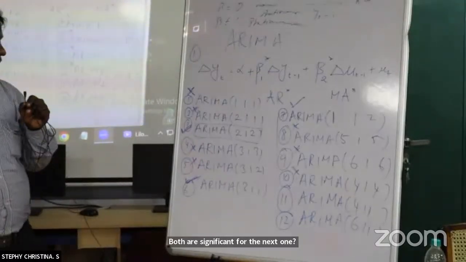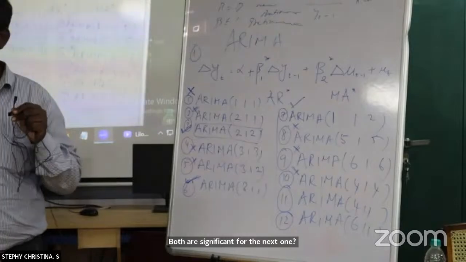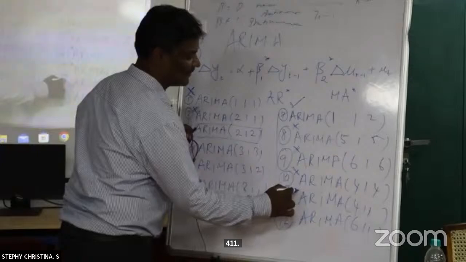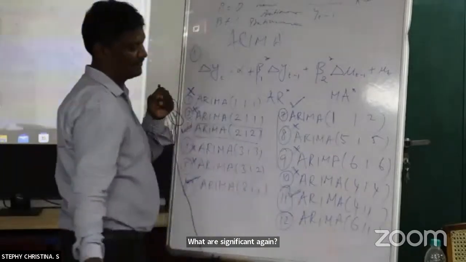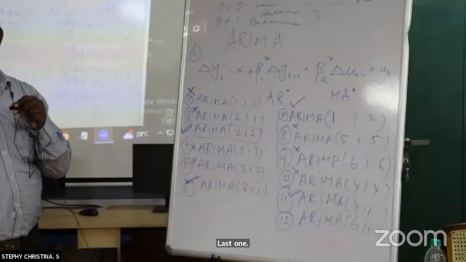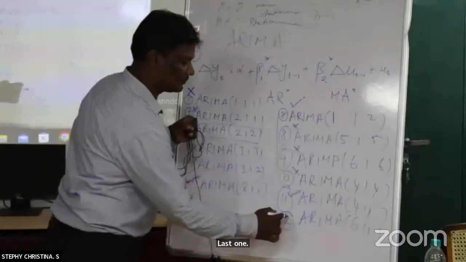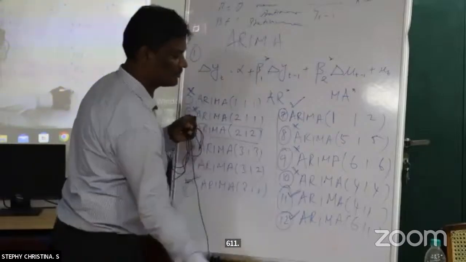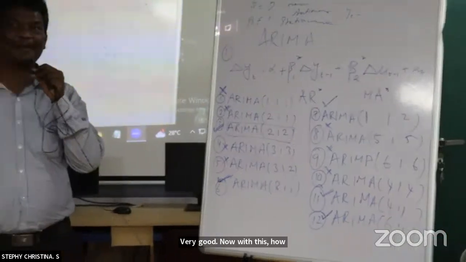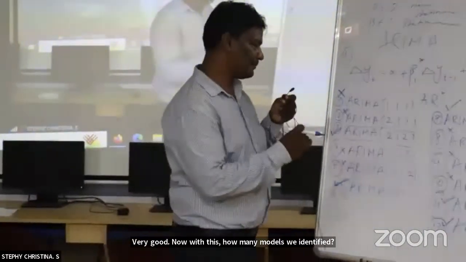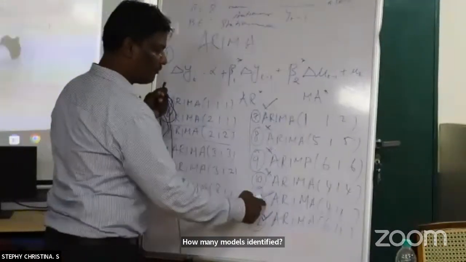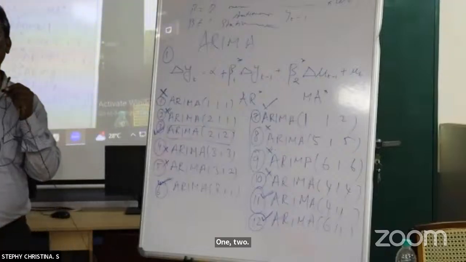What is the next one? 411. Both are significant again. What is the last one? 611. Very good. Now with this, how many models did we identify? 1, 2, 3, 4, 5. 5 models we identified.